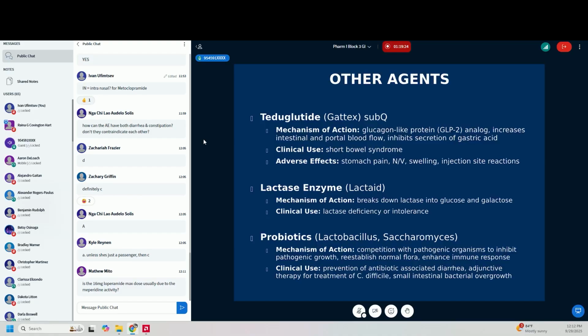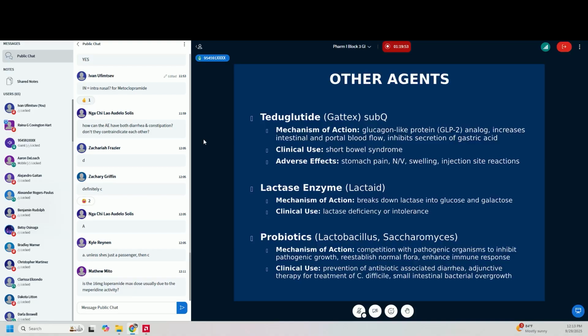Teduglutide: when you're looking at these, make sure you're understanding it's a subcutaneous medication. It's a GLP analog, we'll talk about this. Essentially, what we're trying to do is inhibit gastric acid from being secreted. It's good for your patients who have short bowel syndrome. Adverse effects: stomach pain, and because they're injecting themselves, they're going to have injection site reactions.